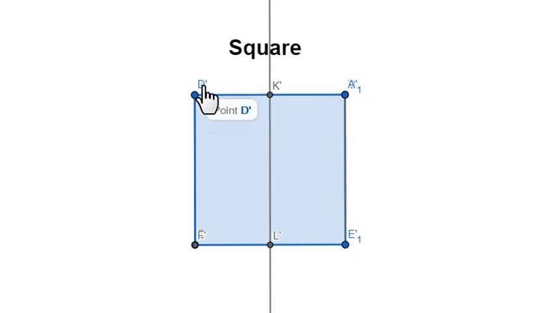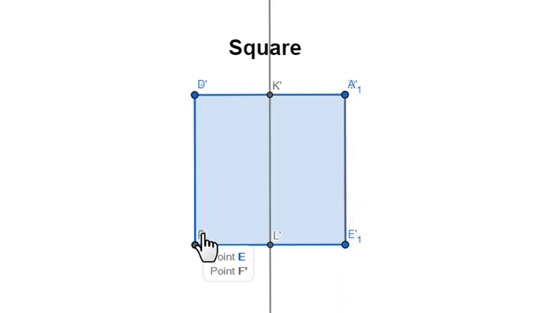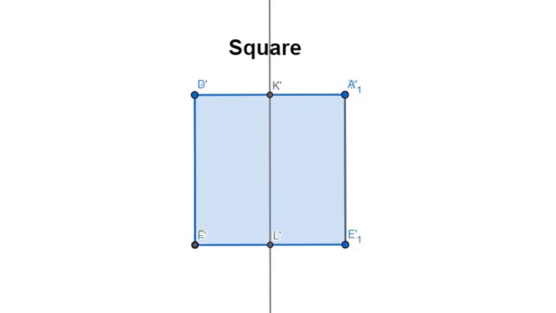Now notice, all of my letters have an apostrophe next to them. If they have an apostrophe, this is called a prime. So this is called D prime. This is called A prime. E prime down here. A prime tells us that it is the new figure. This is called the image. So this was my original, and my image flipped.